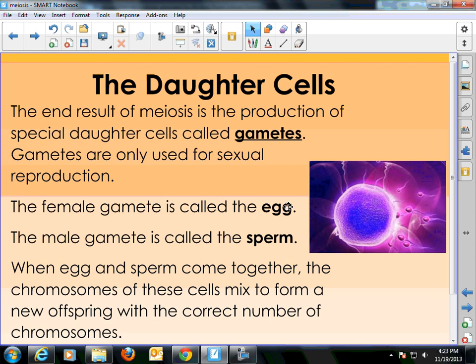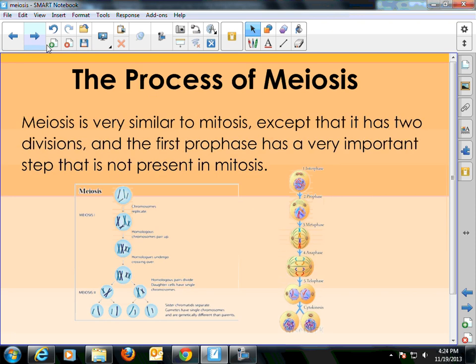And in doing so, when the number of chromosomes from the egg combines with the half number of chromosomes from the sperm, they equal the whole number of chromosomes for the offspring, and it'll be the correct number. So these daughter cells called gametes are very important, and it's the only way that sexual reproduction can actually work.